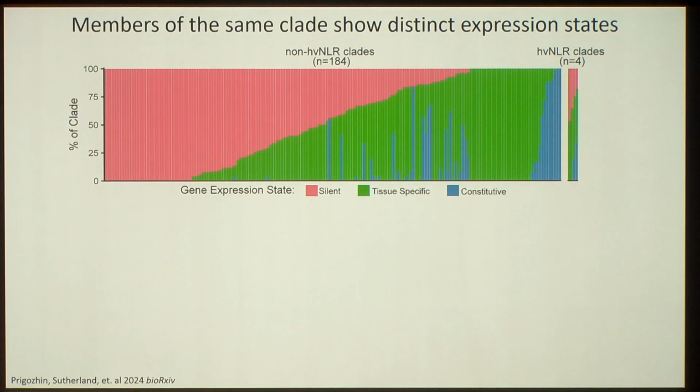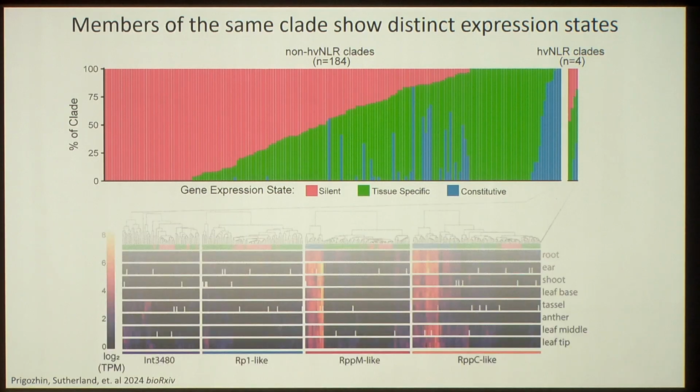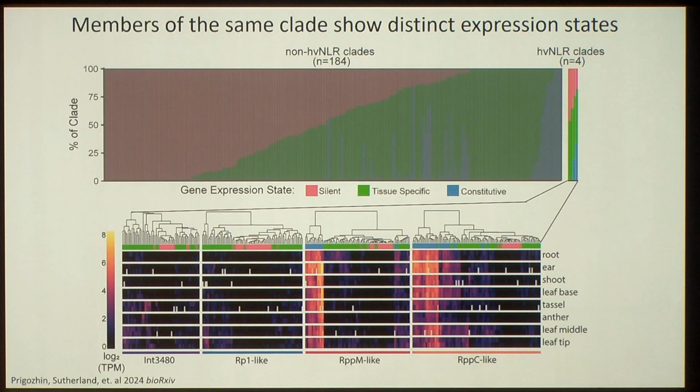With maize, we were able to look at the pangenome and expression across tissue types. Here, each column is an NLR clade, and I'm showing the percent of the clade in these binned expression states. Many NLRs are silent. Some of these are likely pathogen-inducible. But as we move through the non-highly variable clades, some are tissue-specific and some show constitutive expression. Then if we zoom into just our highly variable NLR clades, we show distinct expression states within the same orthogroup or within the same clade.